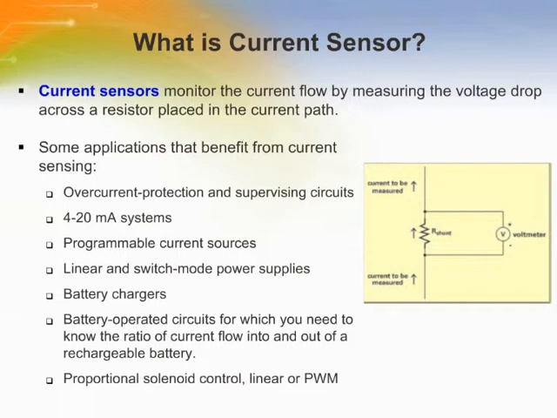A wide variety of applications benefit from the ability to measure current flow. Traditionally, current sensing was primarily for circuit protection and reporting. However, as technology advances, current sensing is becoming more and more important as a way to monitor performance. Here we list some of the applications that benefit from current sensing.